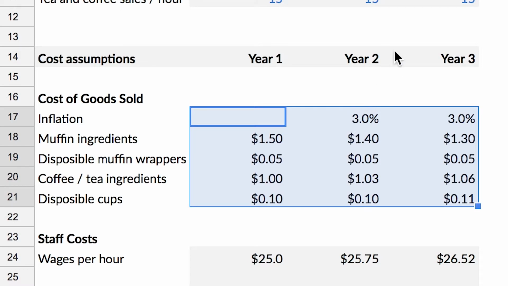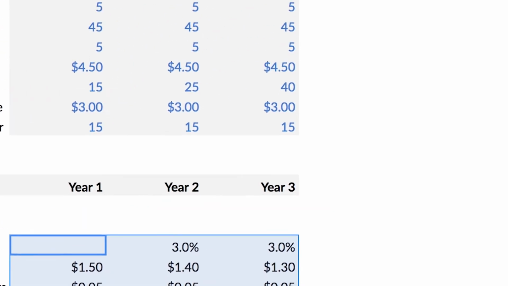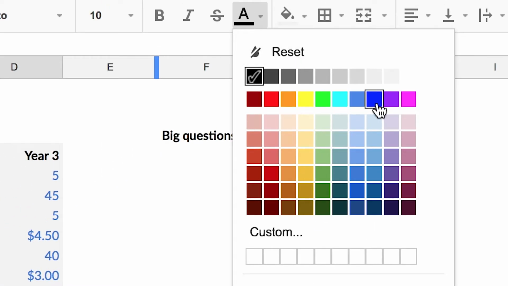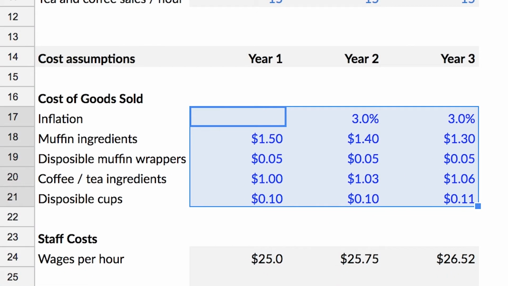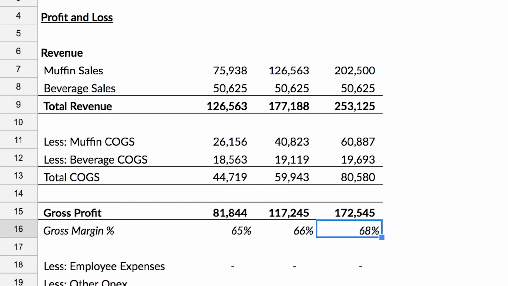So just to make sure we're being consistent, let's make all these numbers blue. Now that we've taken into account reduced cost of goods sold for each muffin, because we're selling more muffins each year, when we go back and look at our profit margin, we'd expect our profit margin to hopefully go up, and that's what it's doing. So it shows we're on the right track, and at the moment, it's not looking like there are any problems with our formulas.